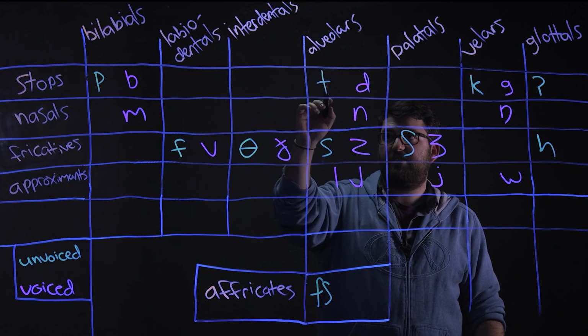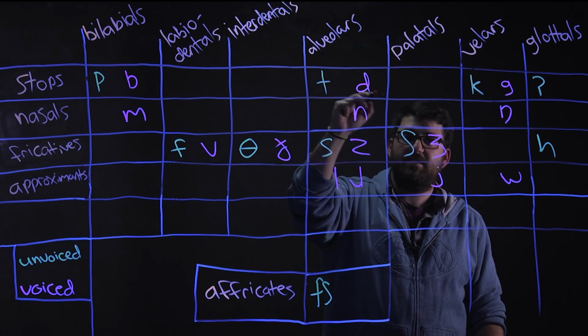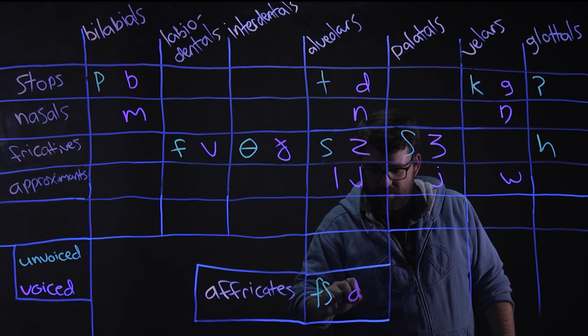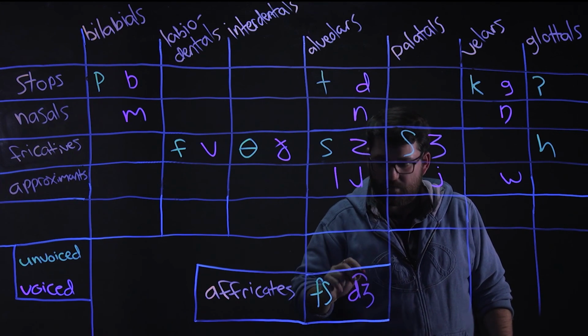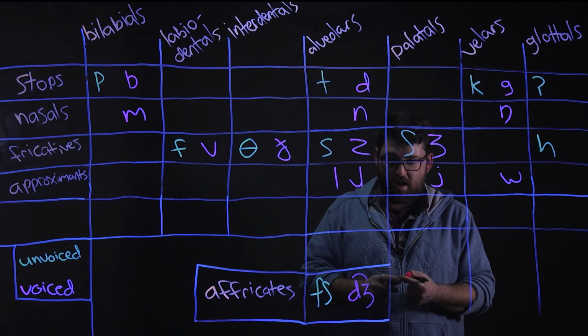And the judge sound we're actually going to make the same way. Judge, we're going to be making that zh sound. So we've got the D and the zh. And so when we look at this, we've got 24 consonants in English, and there they are.